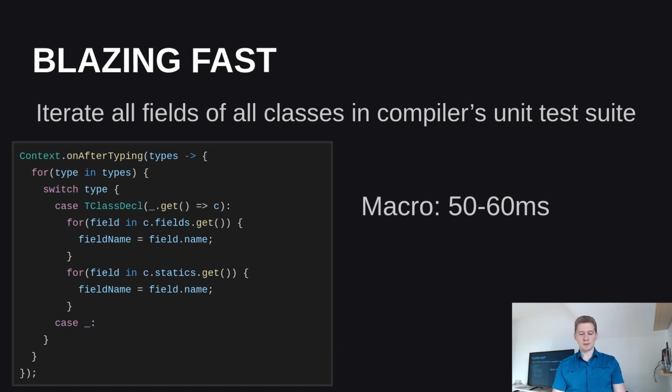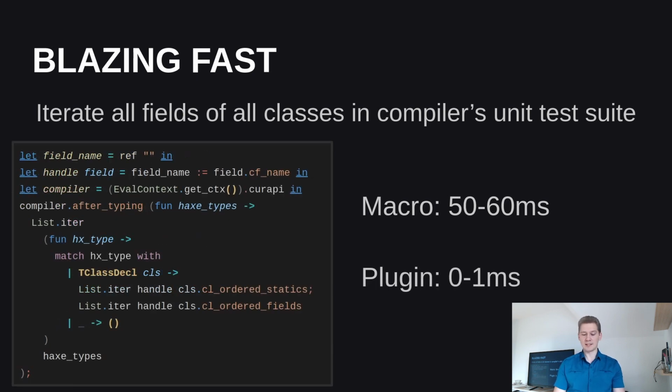But then I've built a plugin which does the same thing. Here's how it looks in OCaml, almost the same code, except it's OCaml. And it took like 0 to 1 millisecond to do the same thing. So for this operation, plugins are like 50 or 60 times faster than macros. Almost infinitely. So, the use cases.